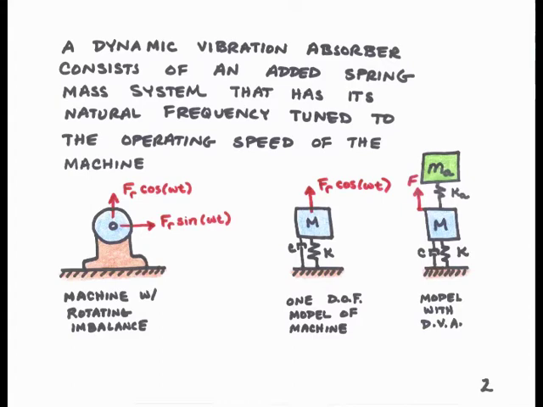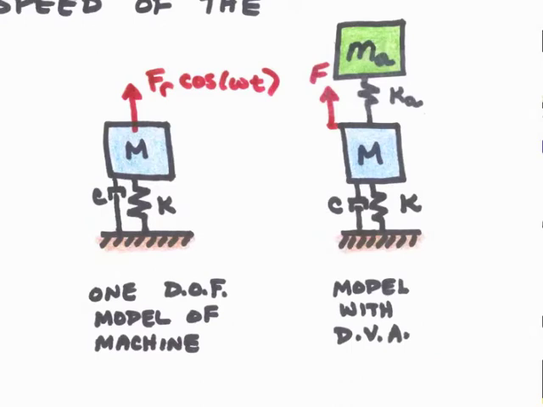A dynamic vibration absorber is essentially an elastic element, a spring, and a mass. We developed a 1 degree of freedom model of our machine, and we appended to this the dynamic vibration absorber, which was the elastic element K sub A and the mass M sub A. We found the addition of the absorber elements caused zeros in the transfer function between the force input and the displacement of the mass capital M.